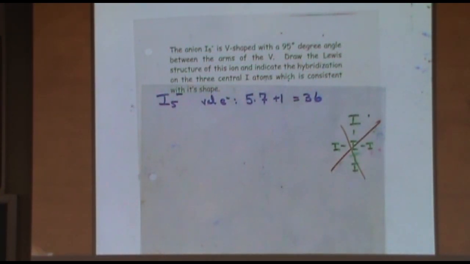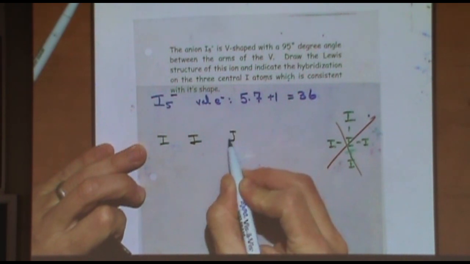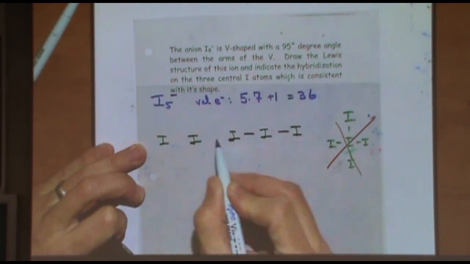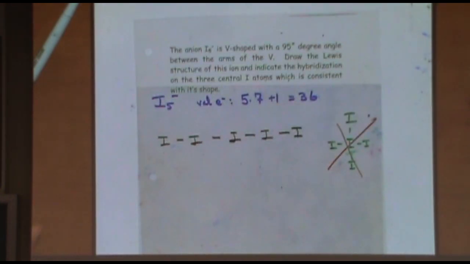Usually you do that kind of shape. So I'm going to put this just in a line, because if it bends the right way, it'll look V-shaped. There. So there's my skeleton, just connectivity right in a row. This is not doing shape yet. We're going to get to shape as soon as we do all our Lewis and stuff like that.